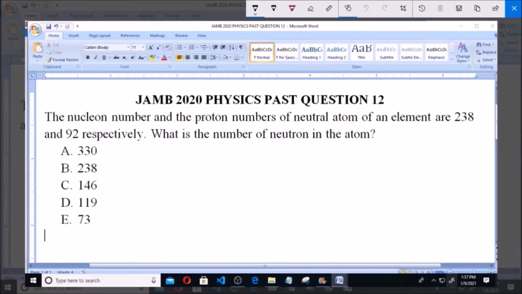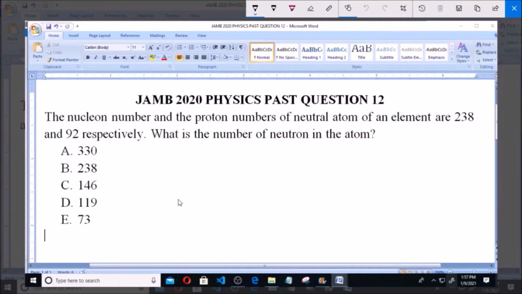I'll be answering JAMB 2020 Physics past question 12. The nucleon number and the proton number of a neutral atom of an element are 238 and 92 respectively. That is, the nucleon number is 238 and the proton number is 92. What is the number of neutrons in the atom?